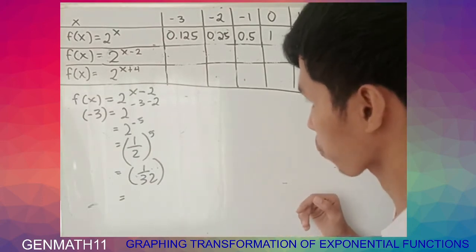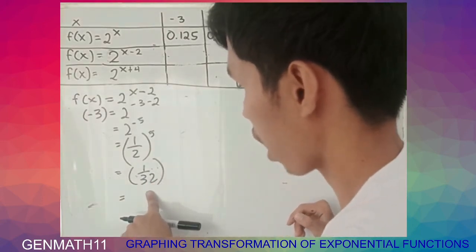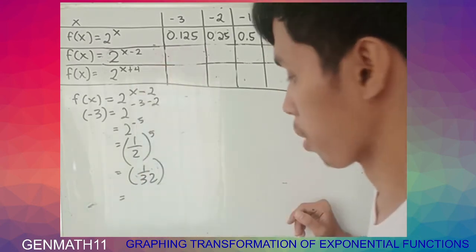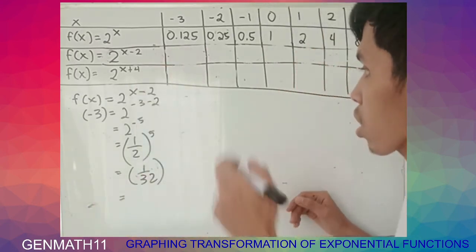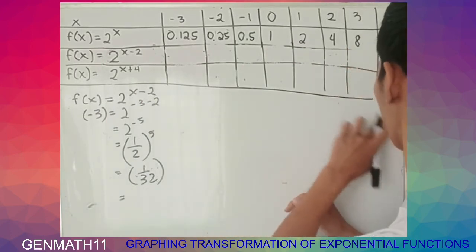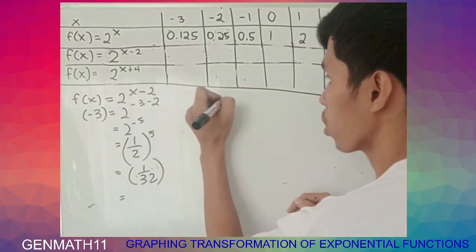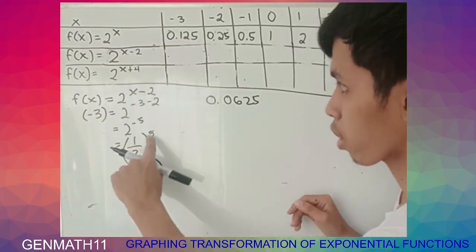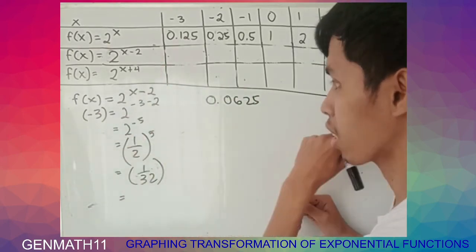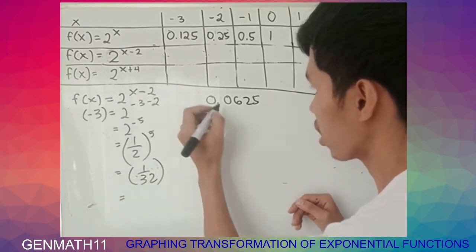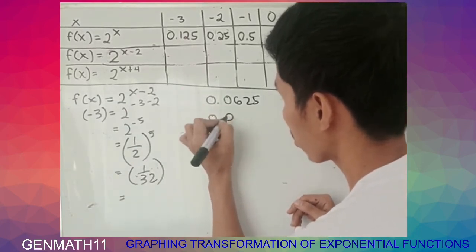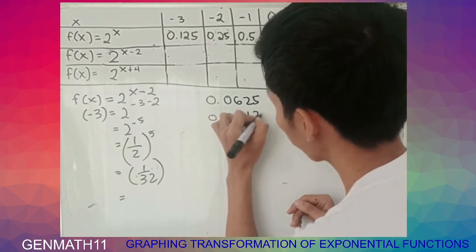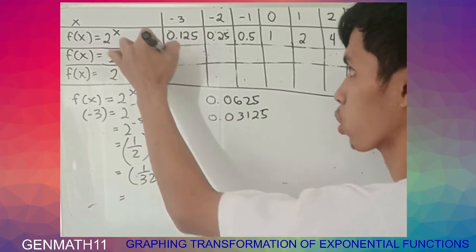Para mahanap natin yung equivalent ng 1 over 32, pagbasehan natin yung una, 0.125. Ang kalahati ng 0.25 ay 0.0625, tama? So, it will be the value kapag negative 4 yung value ng x natin. Then, the other one is 0.03125.